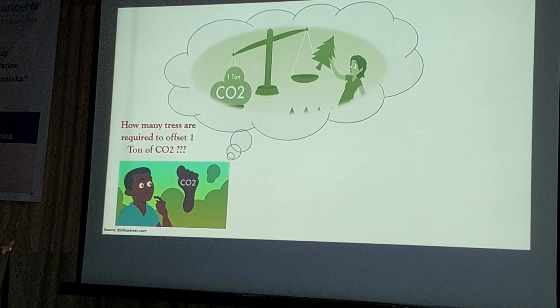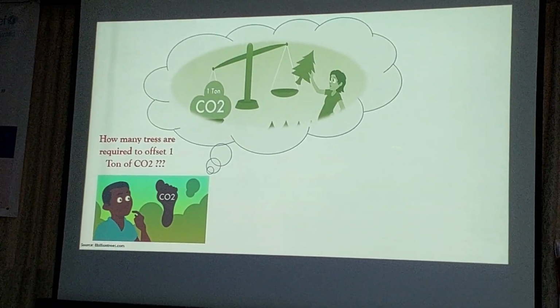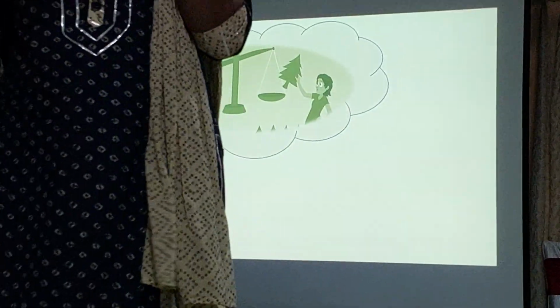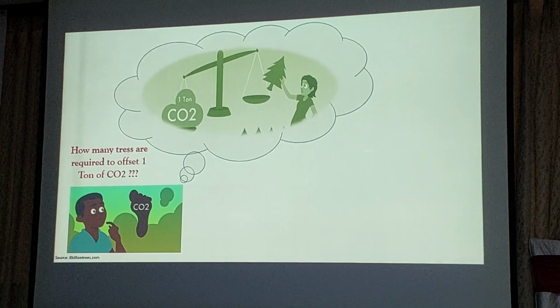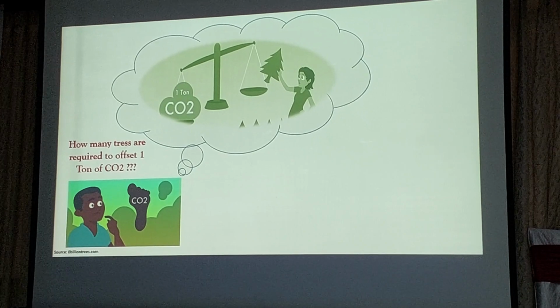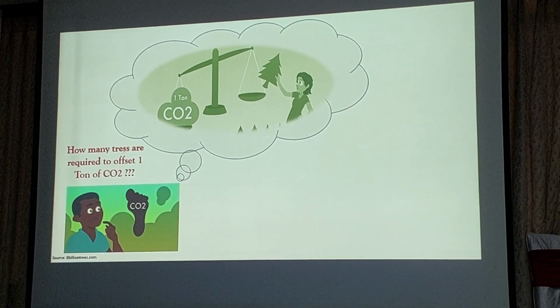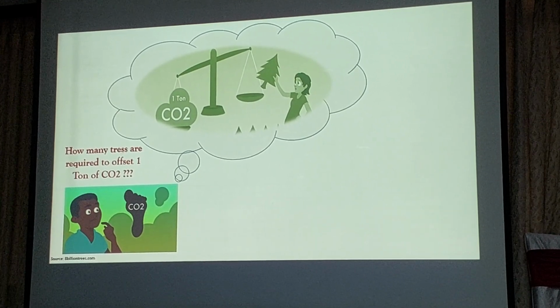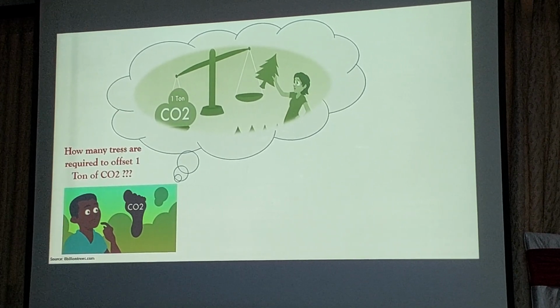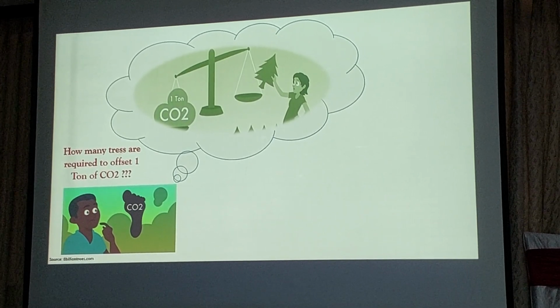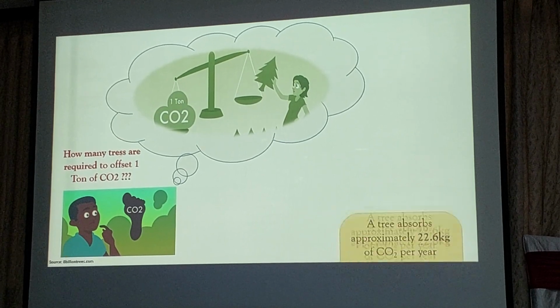To sequester 1 ton of carbon, how many trees do we require? Anybody can answer. How many trees do we require to sequester 1 ton of carbon dioxide? Any guesses? No penalties for wrong guesses. One tree. Okay. On average, how many trees do we require? One answer we got. Anyone? Some more, please. 100. Okay. 10. So let's see the answer.